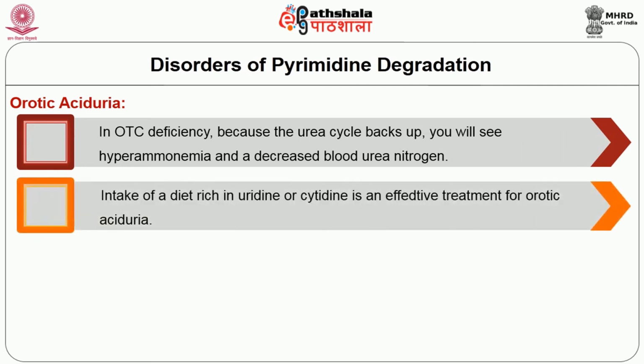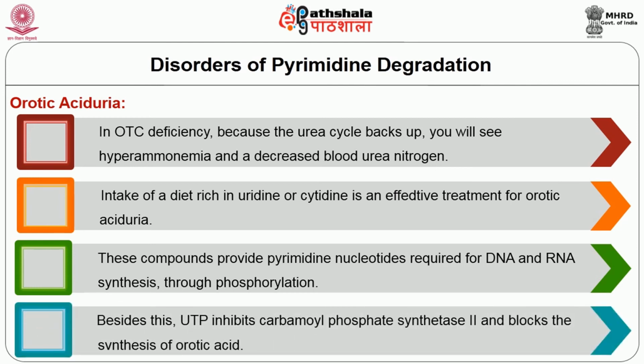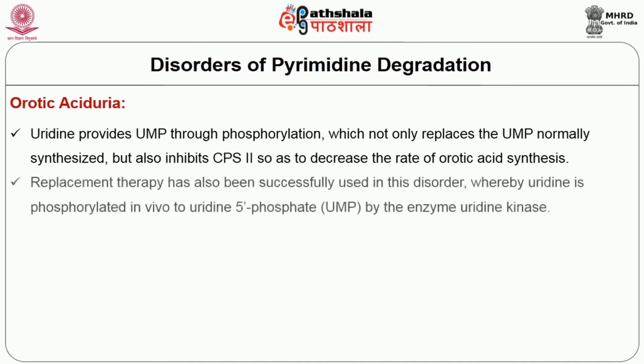Intake of a diet that is rich in uridine or cytidine is an effective treatment for orotic aciduria. These compounds provide pyrimidine nucleotides required for DNA and RNA synthesis through phosphorylation. Besides this, UTP inhibits carbamoyl phosphate synthetase 2 and blocks the synthesis of orotic acid. Uridine provides UMP through phosphorylation, which not only replaces the UMP normally synthesized but also inhibits CPS2 so as to decrease the rate of orotic acid synthesis.